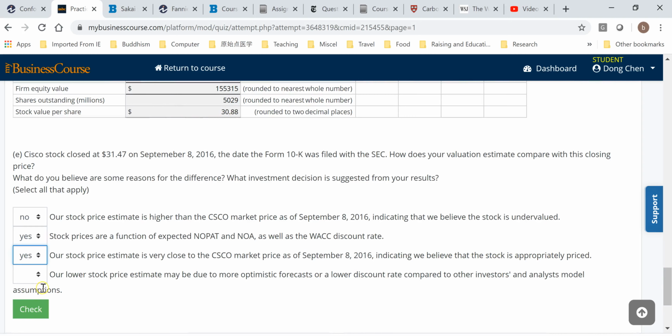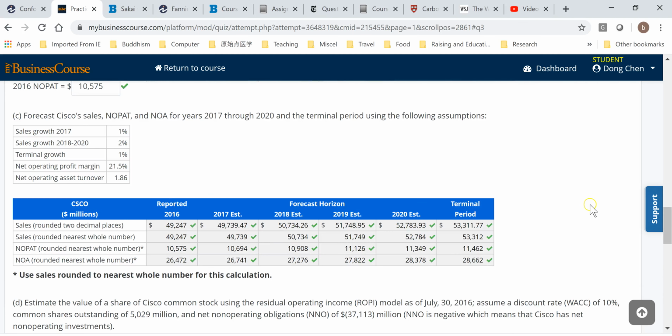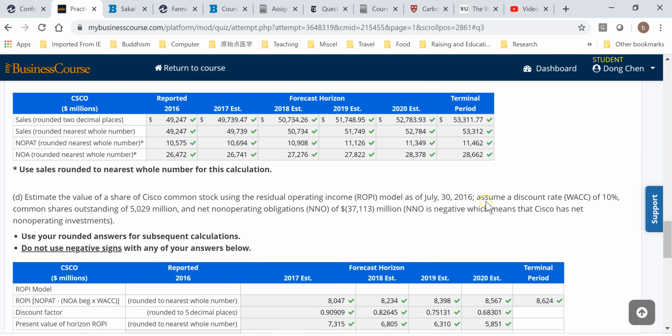This probably is right. Our low stock price estimate may be due to more optimistic forecasts, and this is not correct because our estimate is lower, so it cannot come from optimistic forecasts or a lower discount rate. A lower discount rate will also make our estimate higher. So this is also not true. So now let me check my answer. And it seems that we got all these numbers correct.